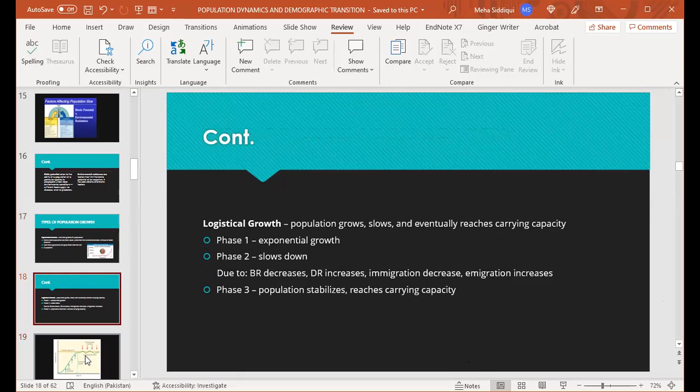While the second one is logistic growth. In this, the population grows, then slows, and eventually reaches carrying capacity. And so it consists of three phases. In the first phase, there is exponential growth, as we have already discussed. Then comes the second phase, in which the growth slows down, and it is due to decreased birth rate, increase in death rate, decrease in immigration, and increase in emigration. And the third phase is that the population stabilizes and reaches the carrying capacity.